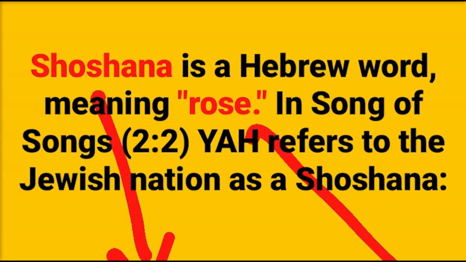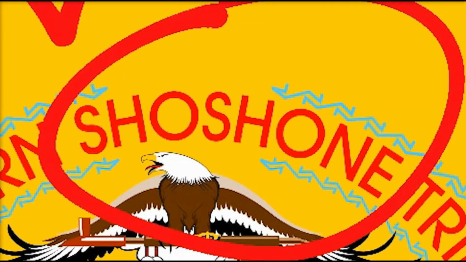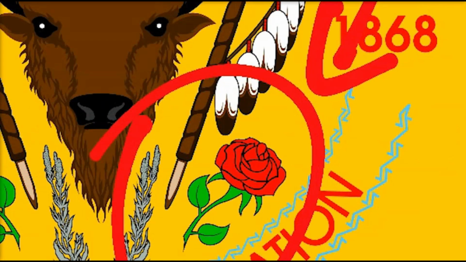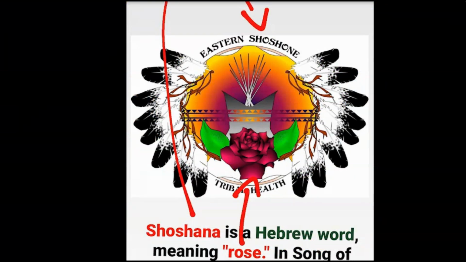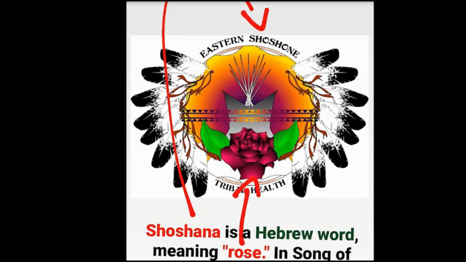Really? And their cousin tribes, the Shoshone, whose symbol is a rose, we find Shoshana, which is a rose. Shoshana is a Hebrew word, and if you look at the tribal symbol here, it's the Eastern Shoshone tribe, and in Hebrew, Shoshana means rose, and look, there it is, the rose on their tribal symbol.